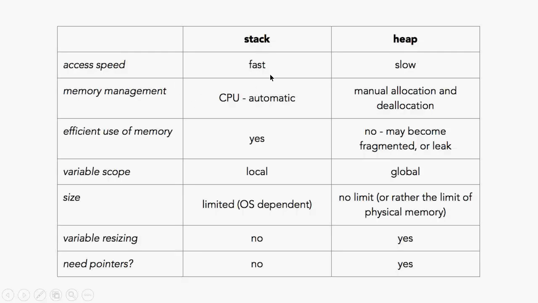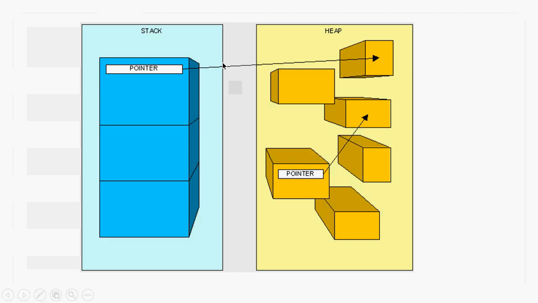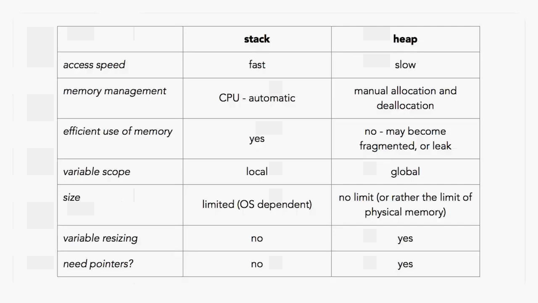So for a stack, the access speed is very fast. Coming to heap, the access speed is slow. And for memory management, the CPU has automatic memory management for the stack. Like you create something in the stack, and the CPU will delete those things when they are not used, because it knows they are not random, these are all ordered, so it knows, and it does all those things.